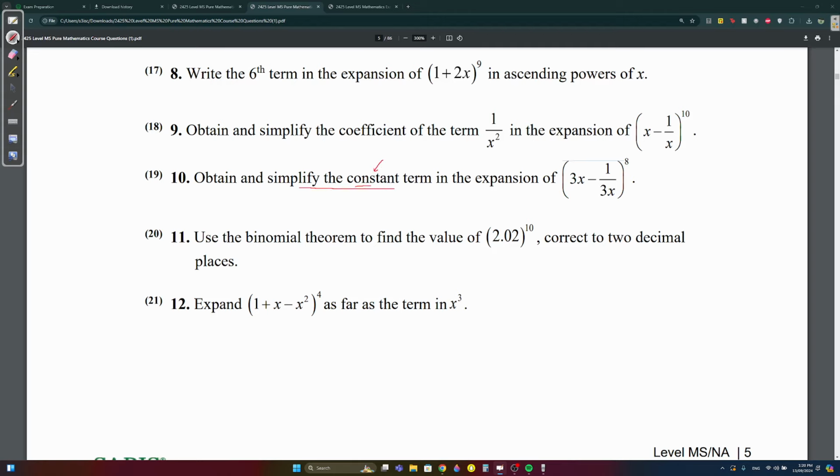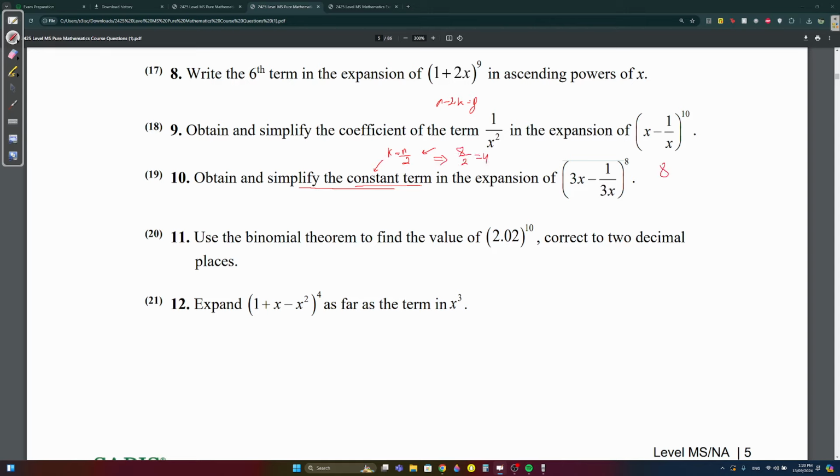Obtain and simplify the constant term. Okay, constant term, we said k equals n over 2, right? When do we use these formulas n minus 2k equals p and k equals n over 2? When they ask for the constant term. Usually there's x in both, but just make sure there's x on both sides. Now, we know x is on both sides, right? Check, are they both the same degree? Yes. That means we can use our rule. k equals n over 2, so k is going to be equal to 8 over 2, which is 4.